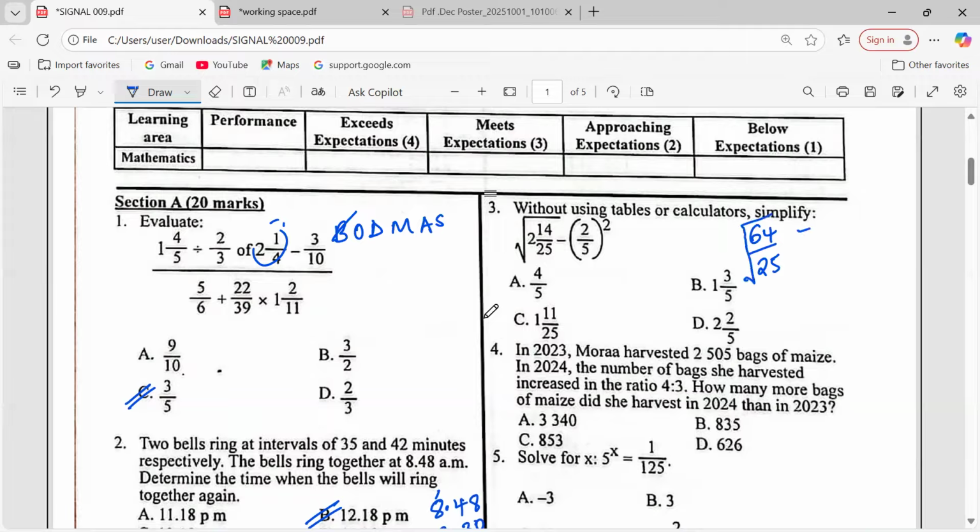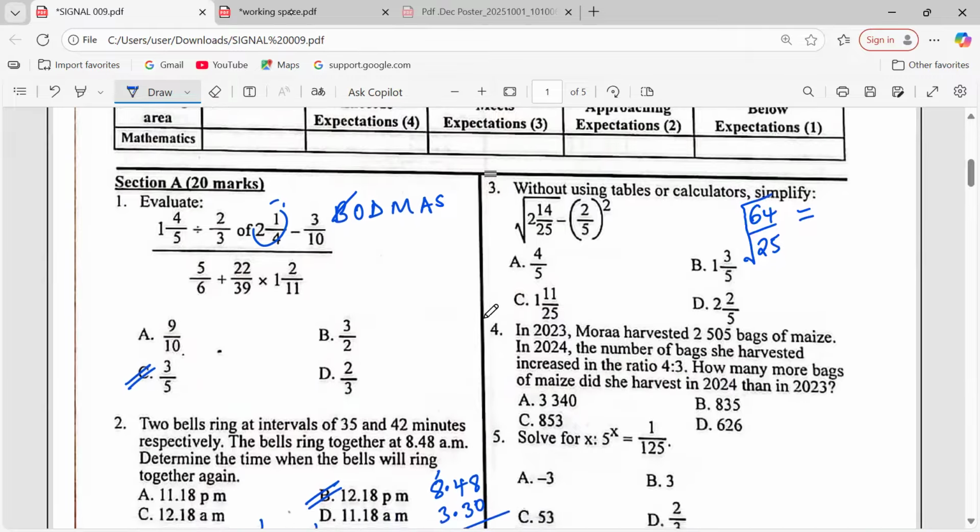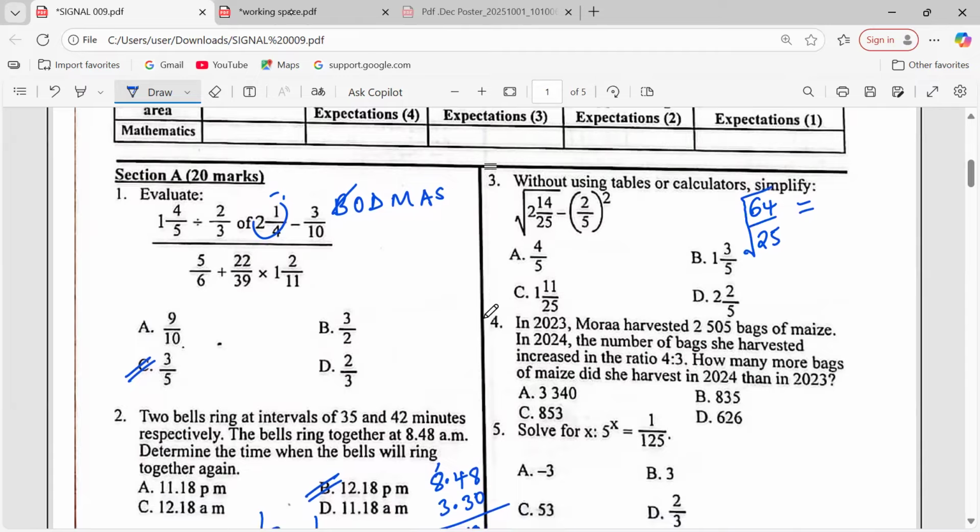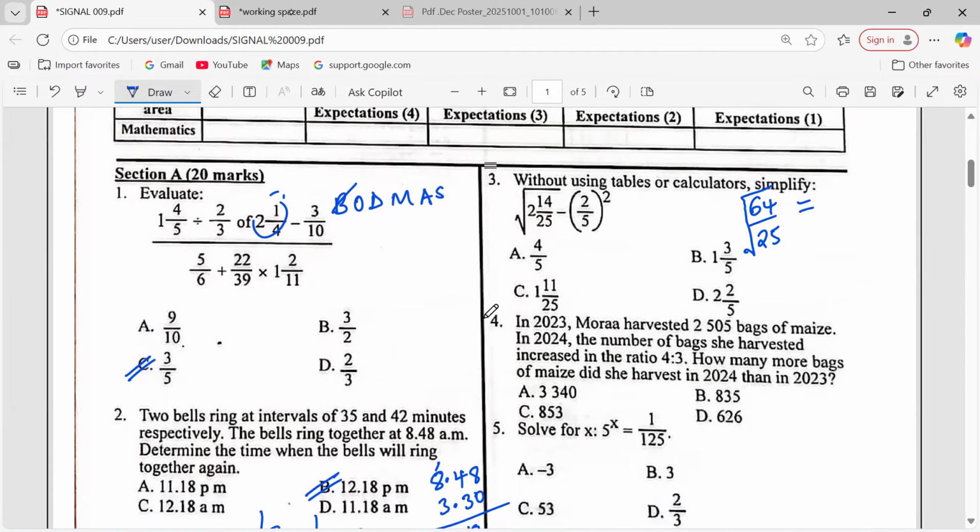So the square root of 64. And remember, by the way, we are not supposed to use tables or calculators. So if I extract the square root of 64 from my head, I don't have evidence that I didn't use a calculator or a table. So I'm supposed to factorize 64. Yes. By 2, 32. By 2, 16.